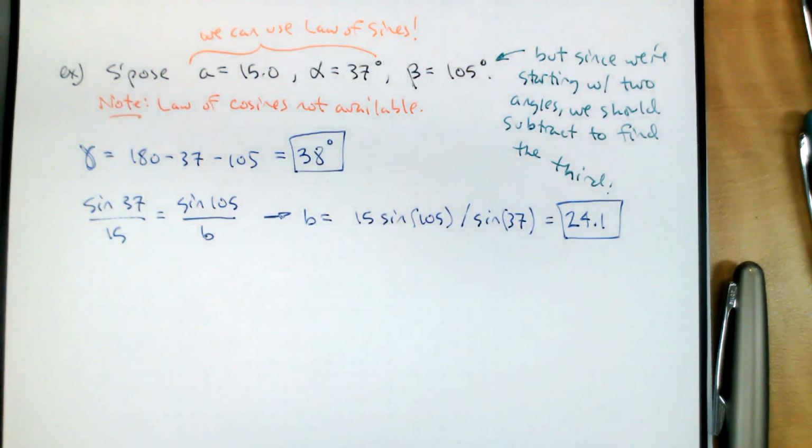We should expect that B should be bigger than A. B is opposite a larger angle. So we should expect side B to be larger than side A, and it is. So at least it passes that reality check.